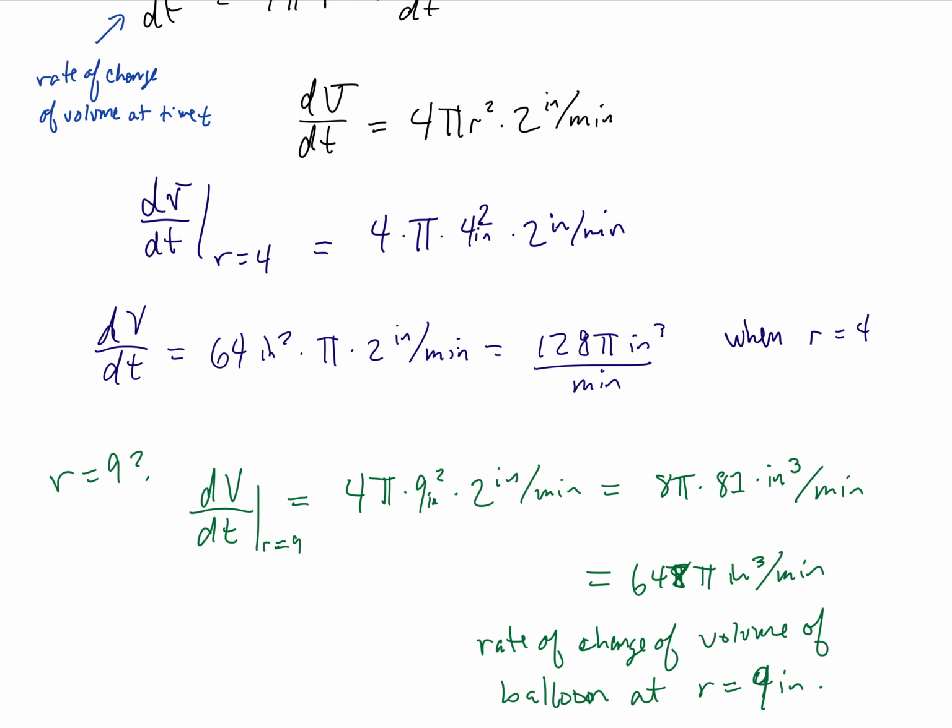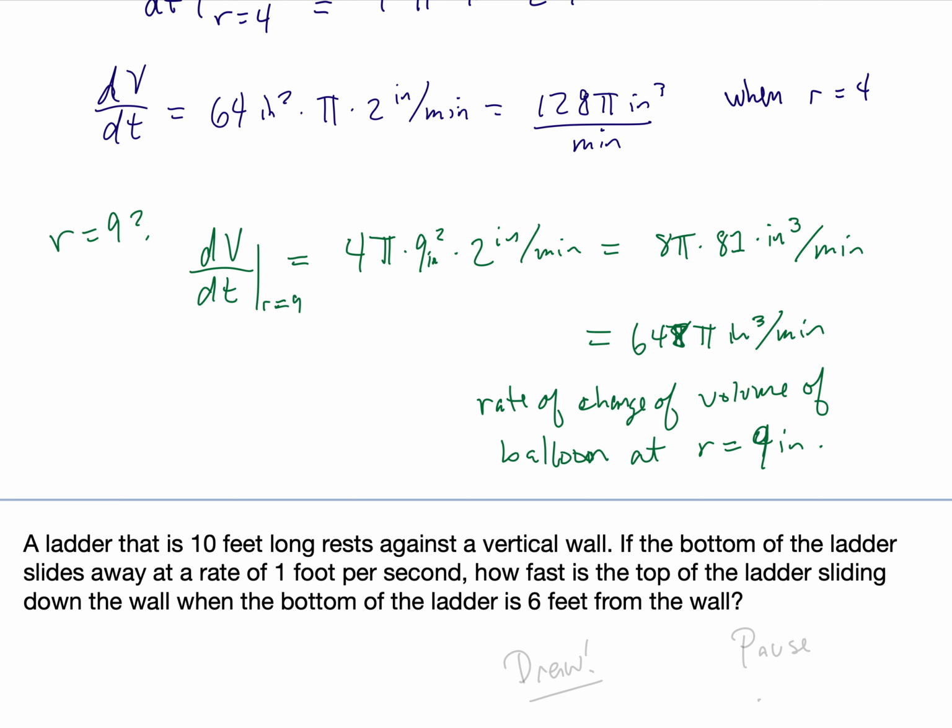Here's another example to try. A ladder that is 10 feet long rests against a vertical wall. If the bottom of the ladder slides away at a rate of 1 foot per second, how fast is the top of the ladder sliding down the wall when the bottom of the ladder is 6 feet from the wall?